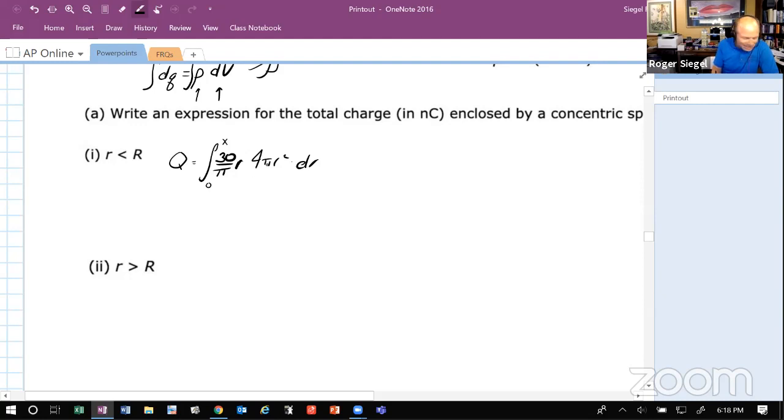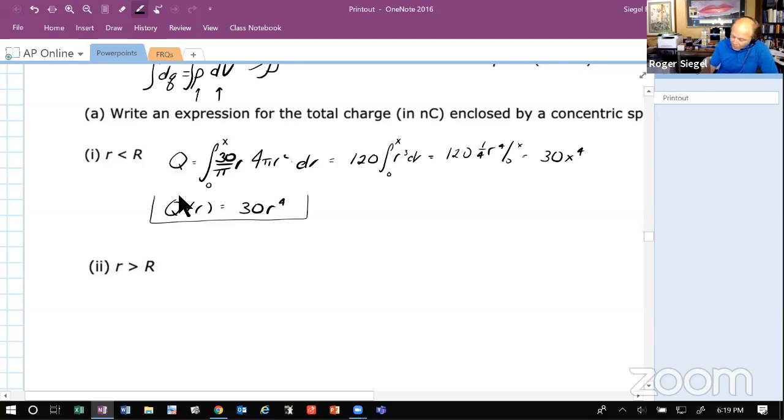Now, what you can see is the pi's are going to cancel. I'm going to get 120 out front. And I'm going to have the integral of r cubed dr from 0 to some outside distance x. We'll change it to r in a minute. And so this becomes 120 times 1/4 r to the 4th from 0 to x, or 30 x to the 4th. Now I'm going to change it back to r. So I'm going to say Q as a function of r is equal to 30 r to the 4th power.